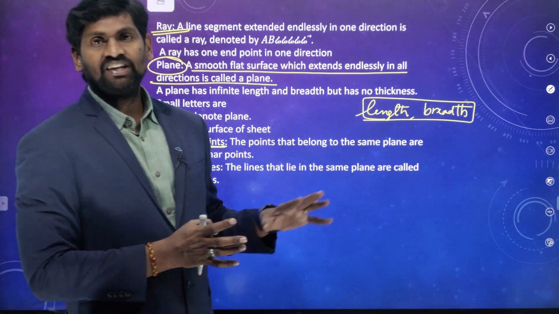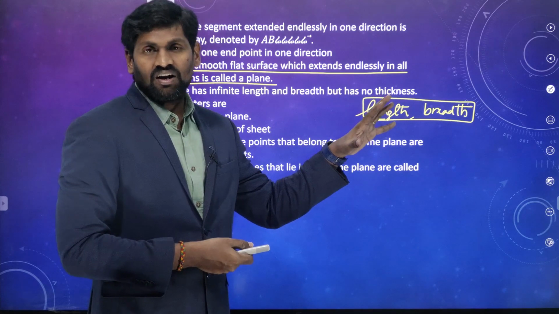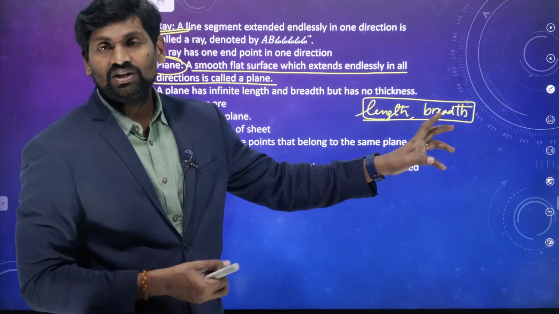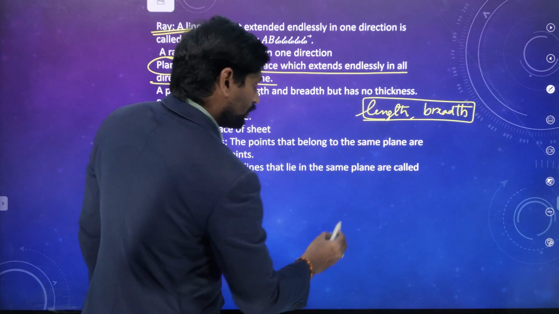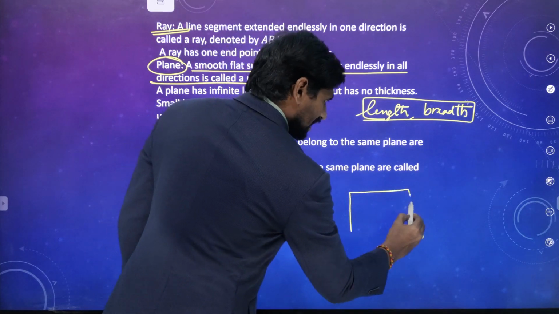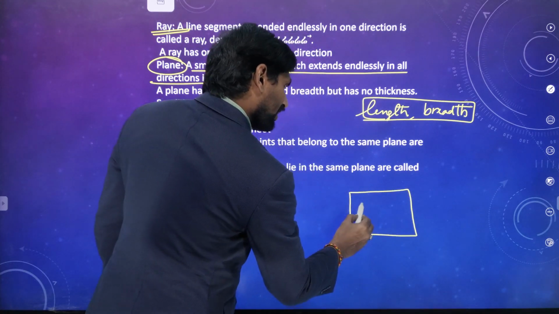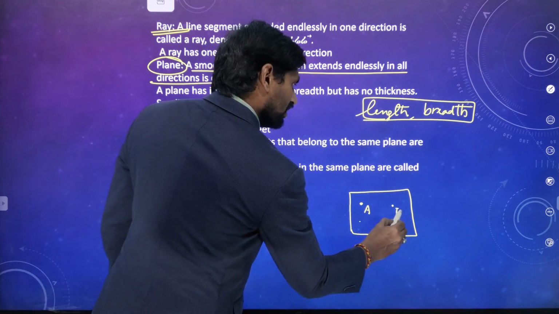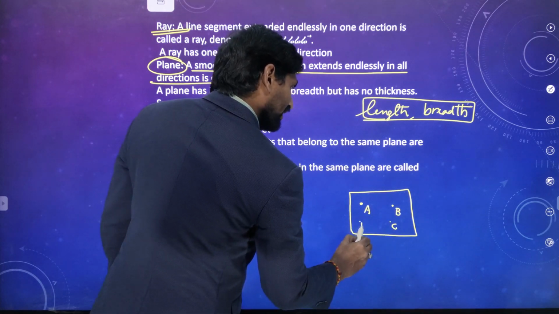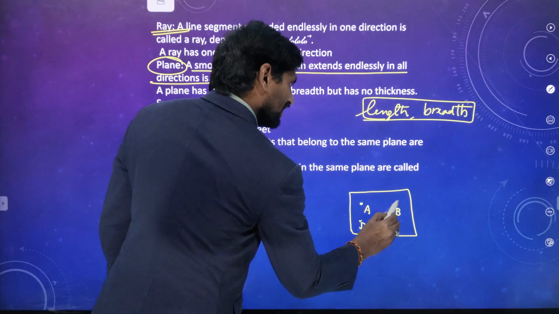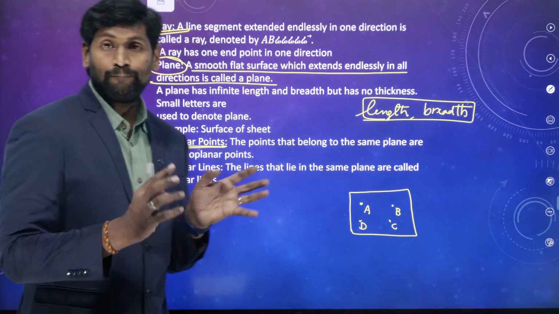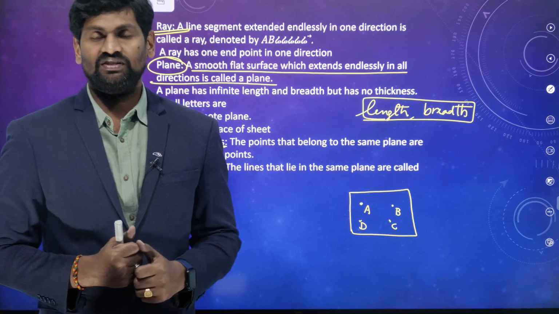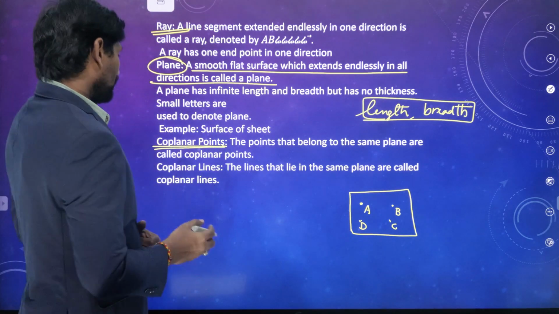The points which are on the same plane are called coplanar. For example, if we take a sheet or A4 sheet, whatever, and we keep some dots on it, these are called coplanar points because all these points are on the same plane surface.